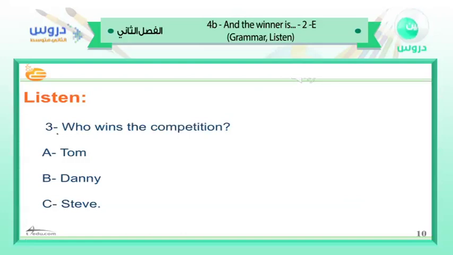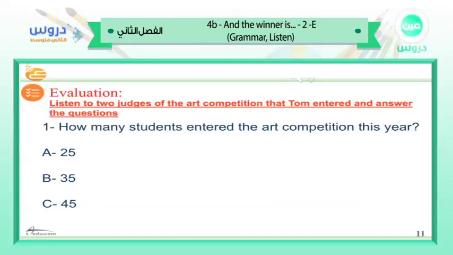Number 3. Who wins the competition? A. Tom, B. Danny, C. Steve. Tom, Danny, or Steve? Now let's listen and choose the correct answer, everybody. So listen carefully. Listen to the 2 judges of the art competition that Tom entered and answer the questions.